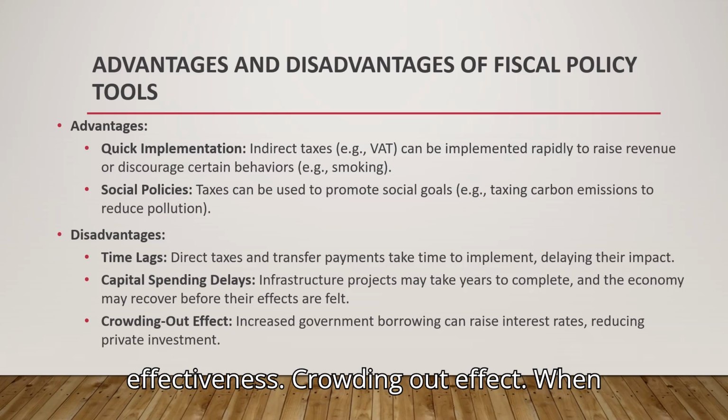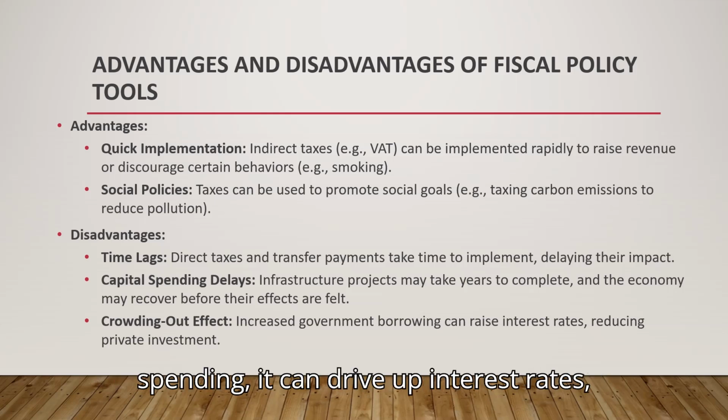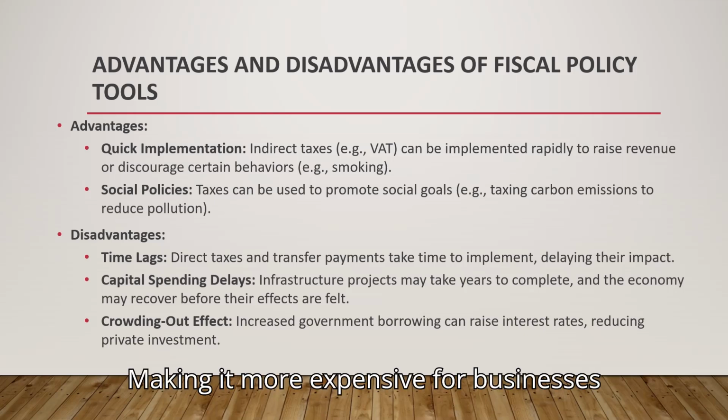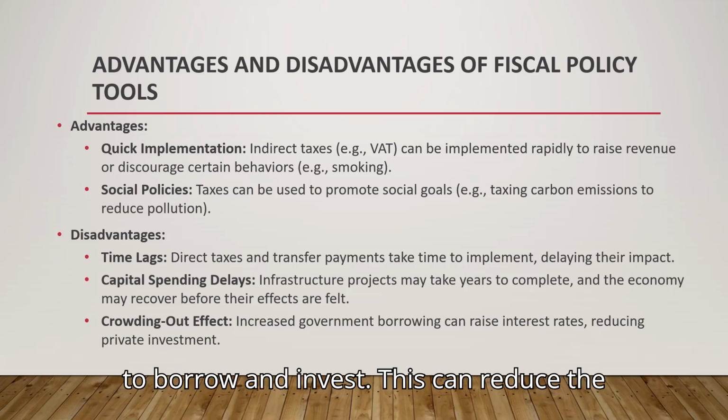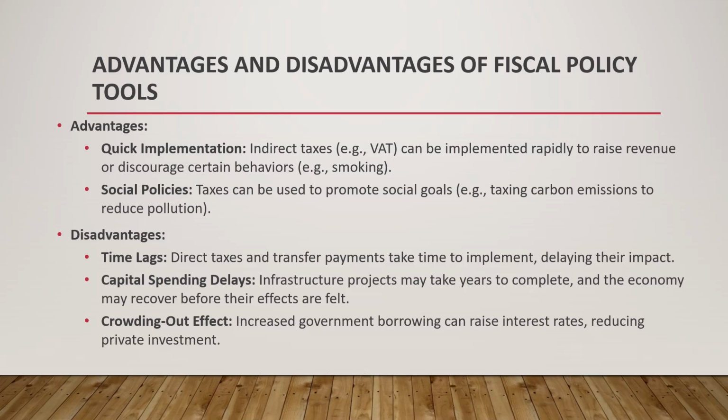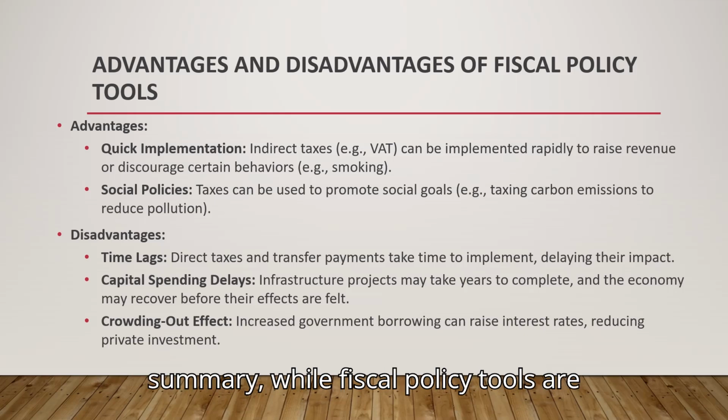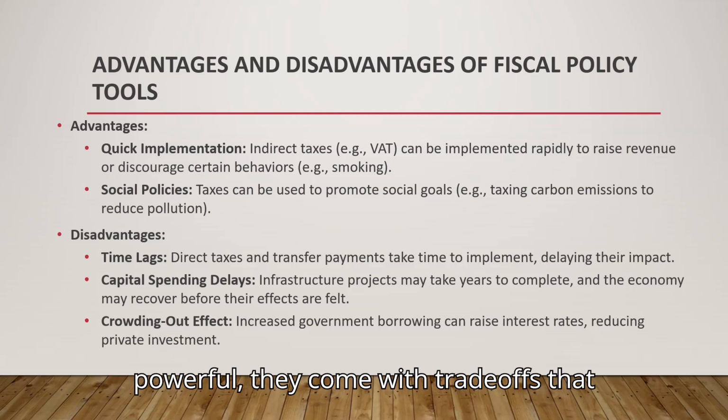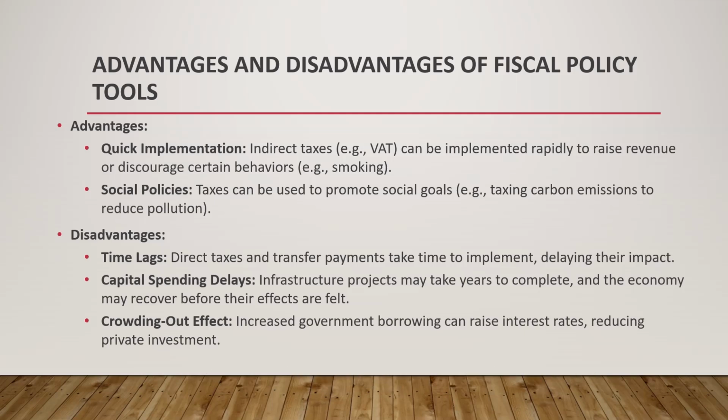Crowding out effect. When the government borrows money to fund its spending, it can drive up interest rates, making it more expensive for businesses to borrow and invest. This can reduce the overall impact of fiscal policy. In summary, while fiscal policy tools are powerful, they come with trade-offs that policymakers need to consider.